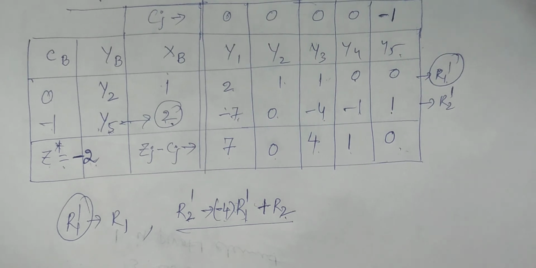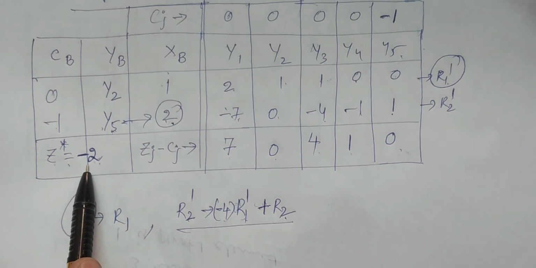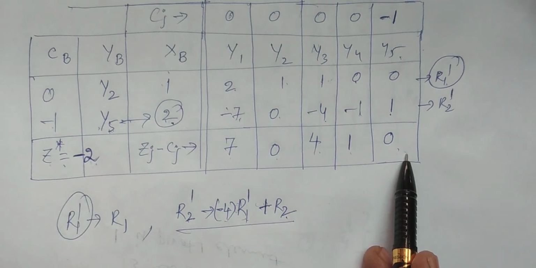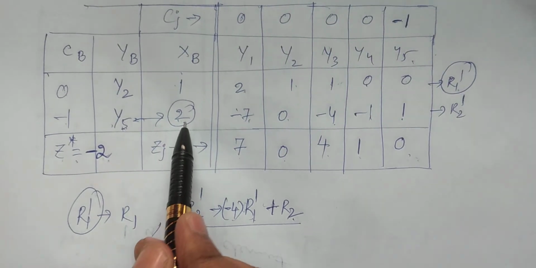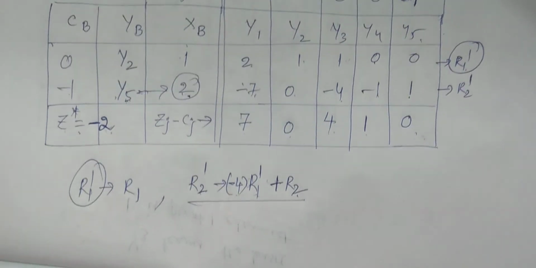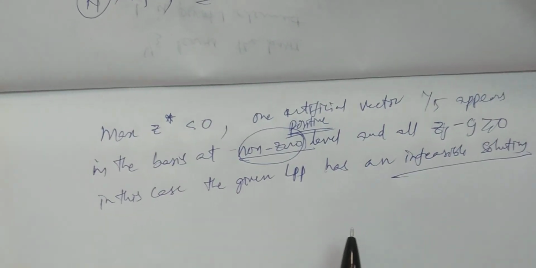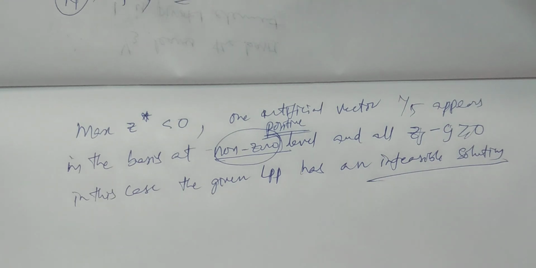So with this, whenever Z star is less than 0, all net evaluations are greater than or equal to 0, and one artificial vector still appears on the basis at positive level or non-zero level, then in such a case the given LPP has an infeasible solution. This is the solution of the problem: there is no solution, that is, an infeasible solution for the given linear programming problem in the two-phase method. Thank you.